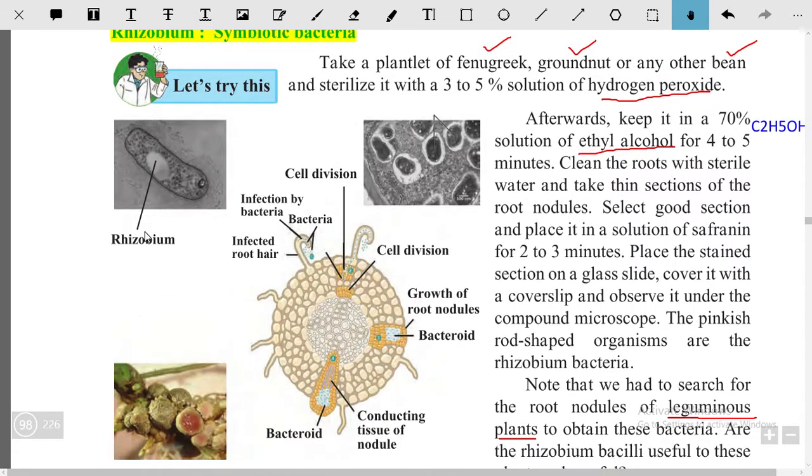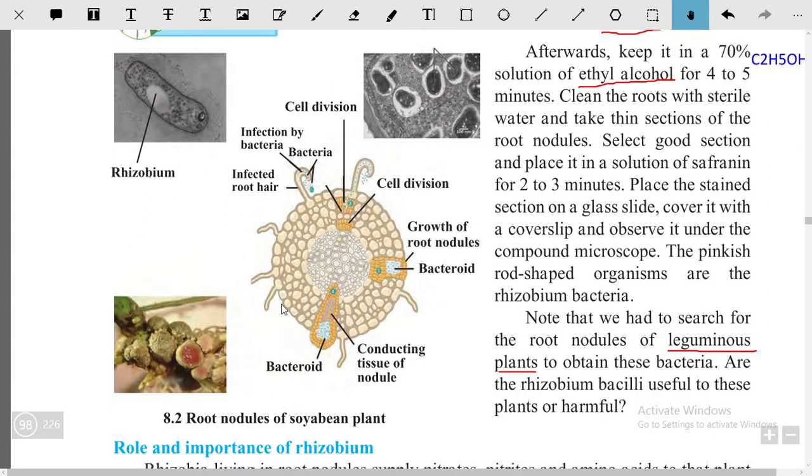The pictures are given, that is the rod-shaped pinkish colored rhizobium bacteria. Okay, and that is the root nodule cross section, and that root is of the soybean plant. This is the cross section of root nodules. Now the radius cells, how cell division occurs, growth of root nodules, bacteroids, conducting tissue of nodules, etc.